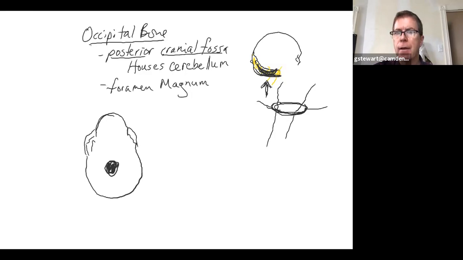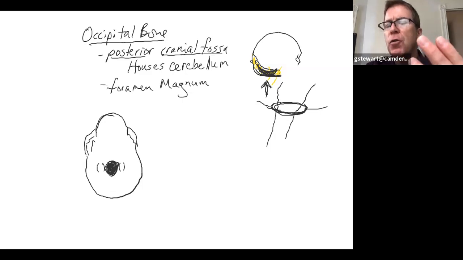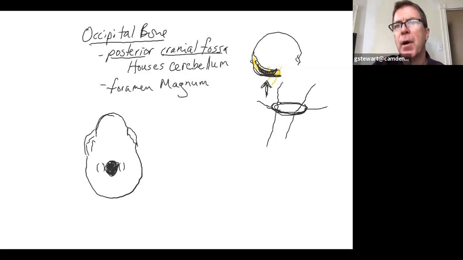On either side of that foramen magnum are two bumps, significant bumps, here and here. They're raised, smooth bumps called condyles, and that's what the word condyle means. It's a smooth bump that articulates with another bone. So I'm going to write these, the occipital condyles on either side of the foramen magnum.